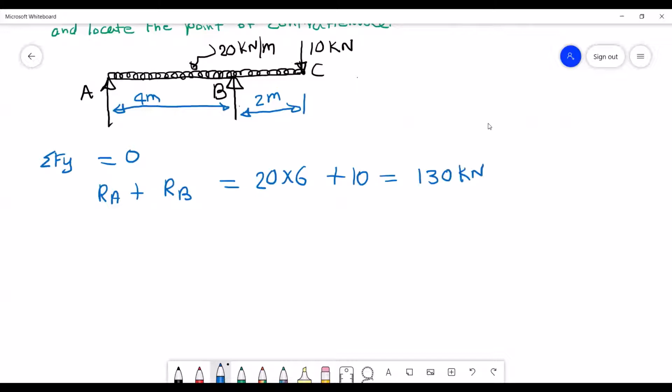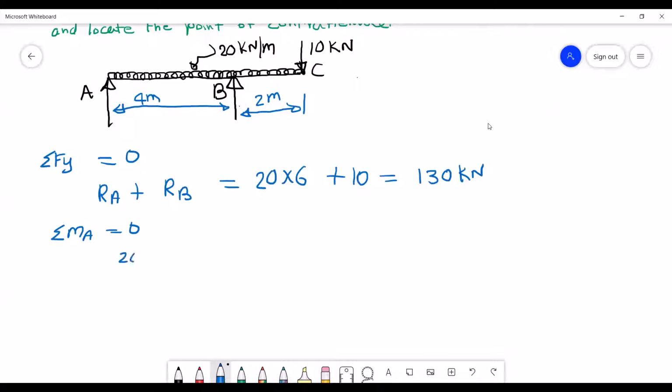So the total load acting on the beam is 130 kilonewton. That has to be shared by RA and RB, the reaction at A and the reaction at B. To find the reaction, we take moments about A: MA equal to 0. Then RA into 0 will be 0 only, so there is no need to consider that.